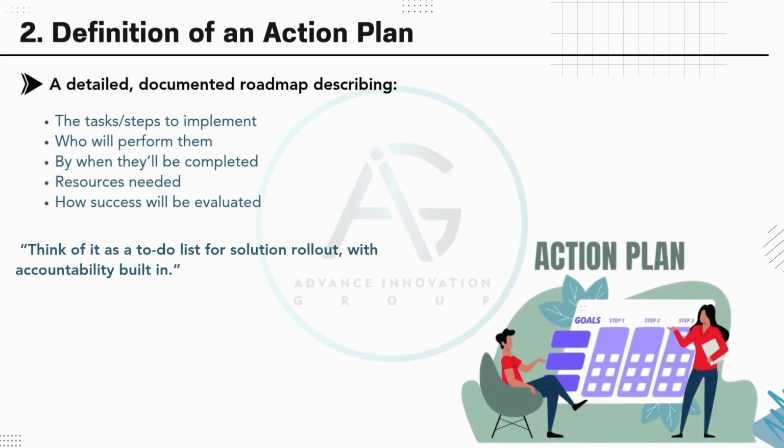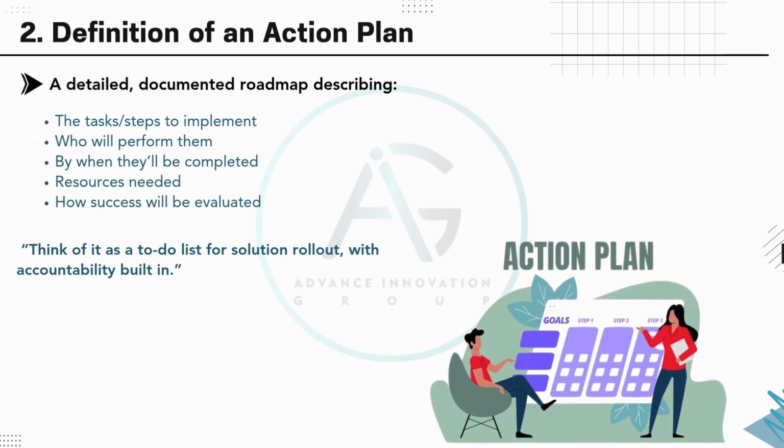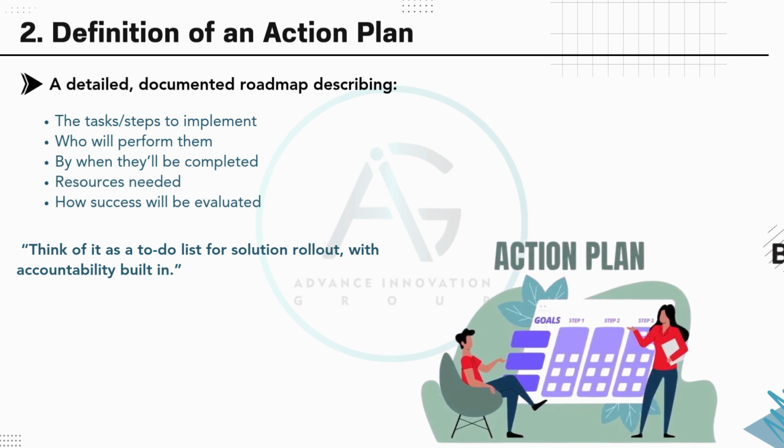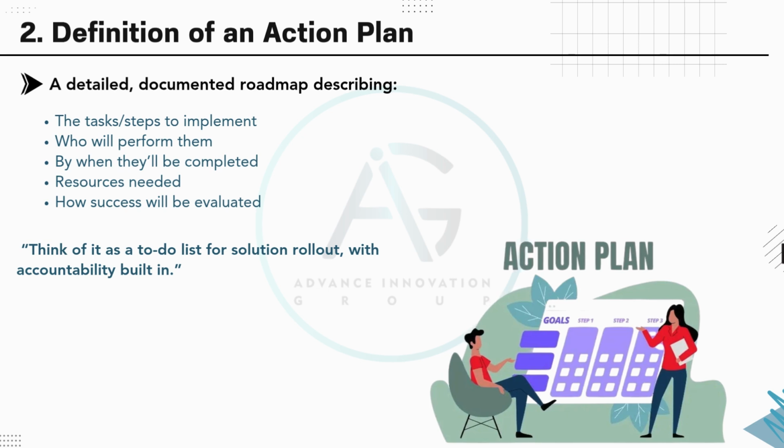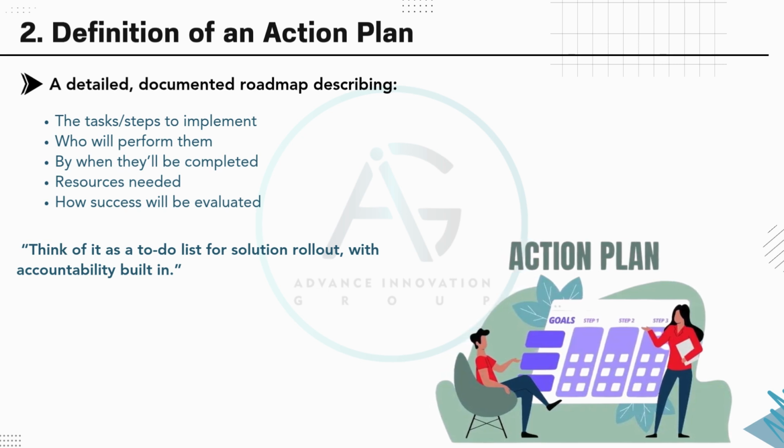An action plan is a structured and documented roadmap that outlines exactly what needs to be done, who's responsible, when it should be done by, what resources are required, and how success will be measured. It's essentially a to-do list for solution rollout, with clear accountability built in.